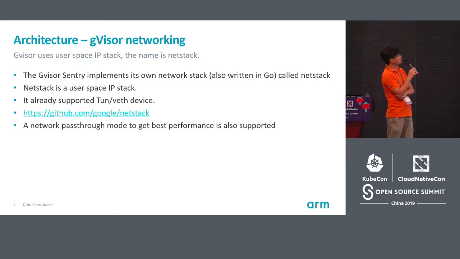And for the gVisor networking, it has realized its own IP stack, which is called NetStack. So what gVisor can realize is the VAS device. It can support overlay and direct routing, and also it can realize the network pass-through mode. That means if you deploy gVisor into Kubernetes, you can use this kind of mode.